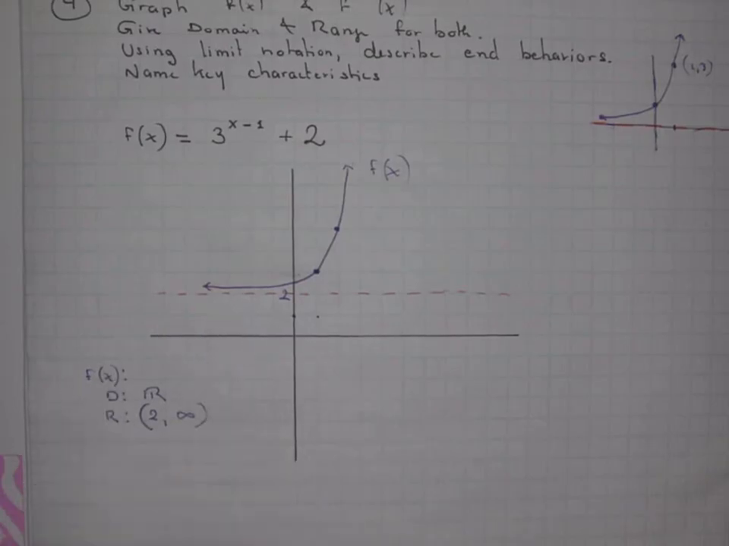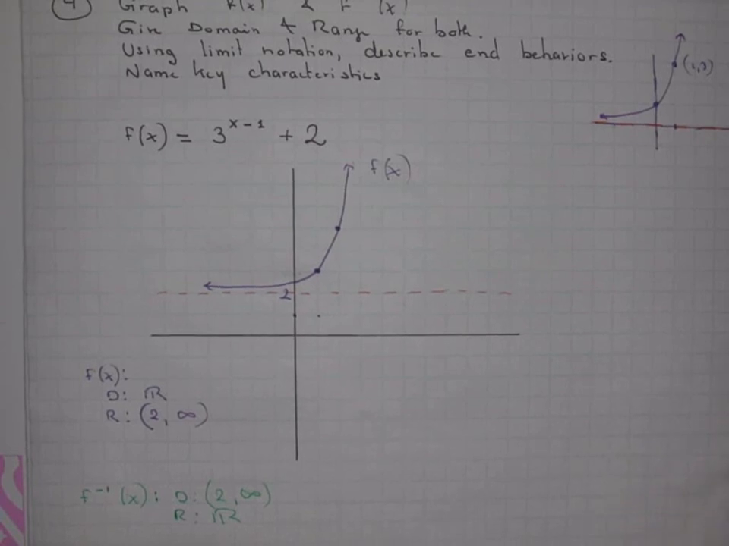Okay, we have f of x done, so we are actually ready to do domain and range for f inverse. So the domain will be from 2 to infinity, and the range will be all real numbers, right? Just flip those. Okay, keep going. So we have that done.